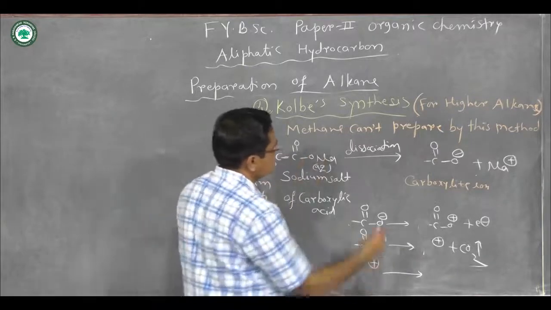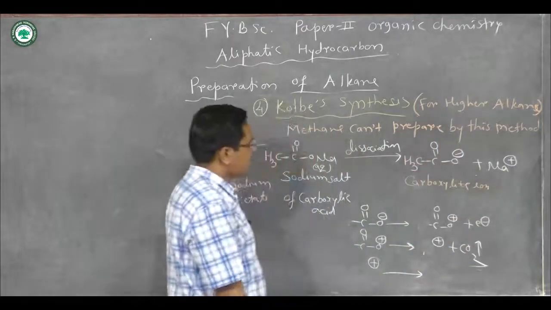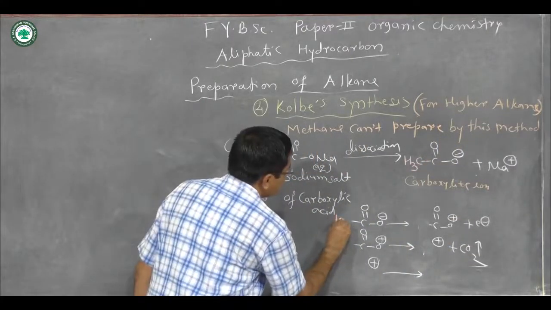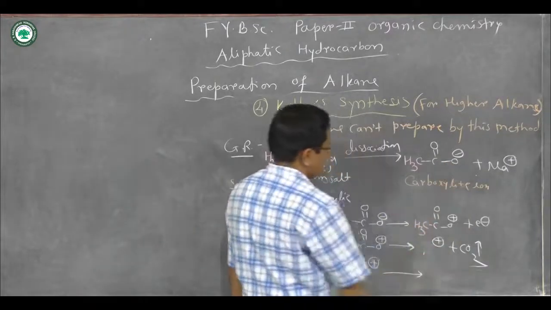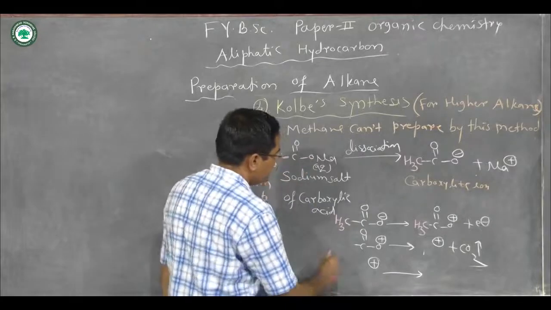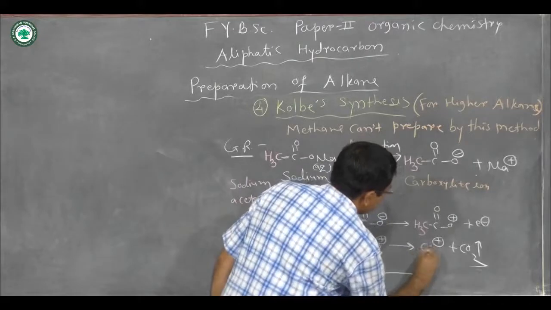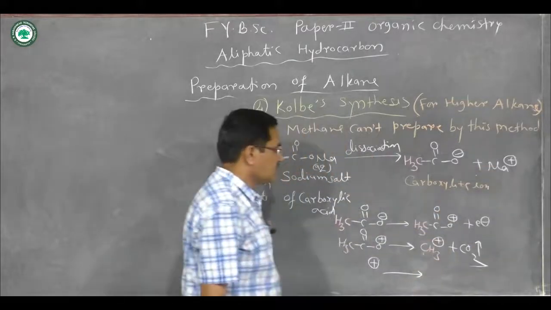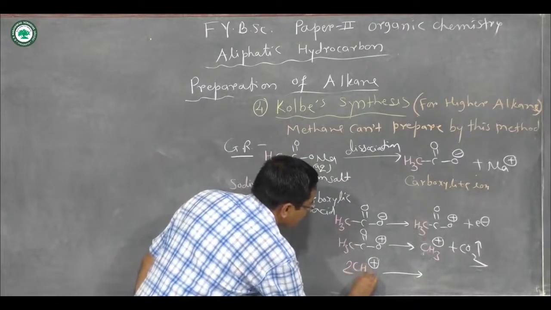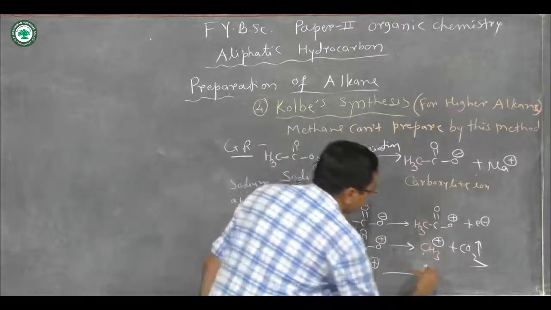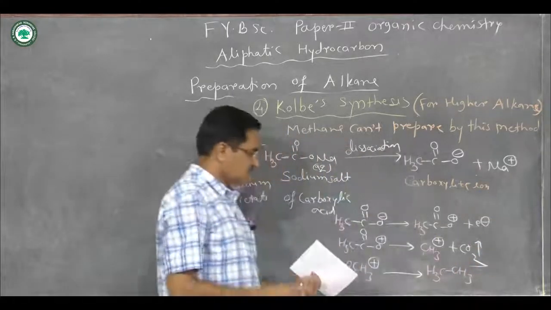Then what happens? A carboxylate ion is formed here. Then, from the carboxylate ion, one electron is removed from here, and a radical is formed, and 2 moles of it combine to form an ethane molecule.